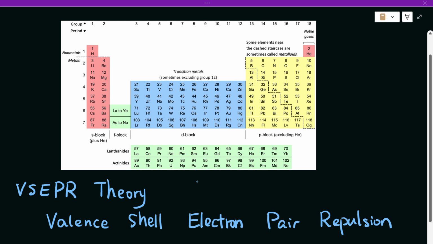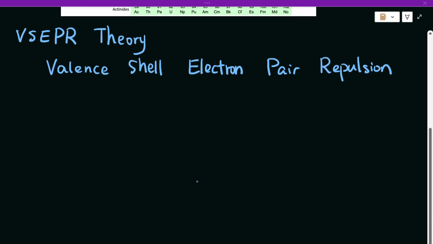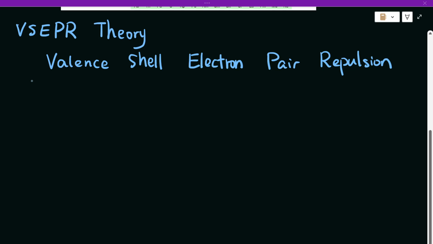Hi everyone, welcome back. In this video, we are going to talk about VSEPR theory, which stands for valence shell electron pair repulsion theory. And this theory can effectively help us to predict the three-dimensional shape of a molecule. And for VSEPR theory, we have 5 basic shapes, and we are going to look at each of them respectively.